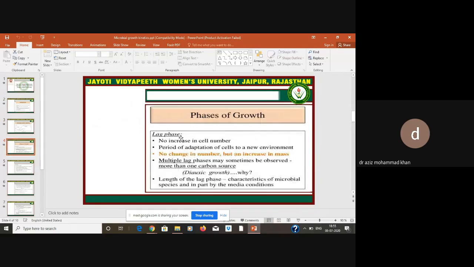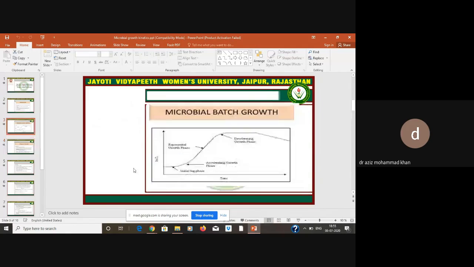The first phase is the lag phase. The lag phase is the starting phase in which no growth is found. The bacteria or microorganisms prepare themselves for growth, prepare themselves for division. So this is the starting phase in which preparations are made for the divisions.